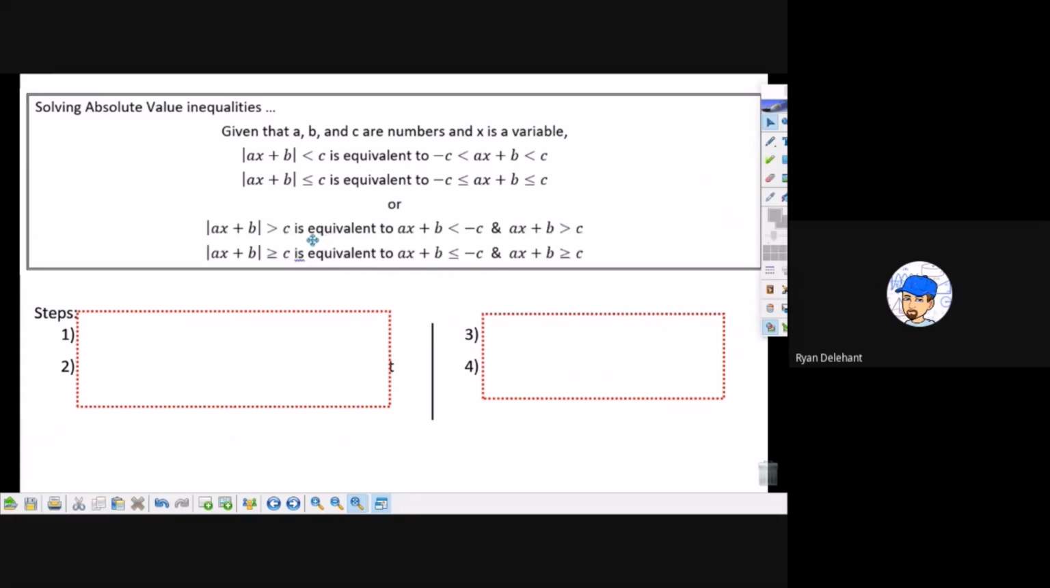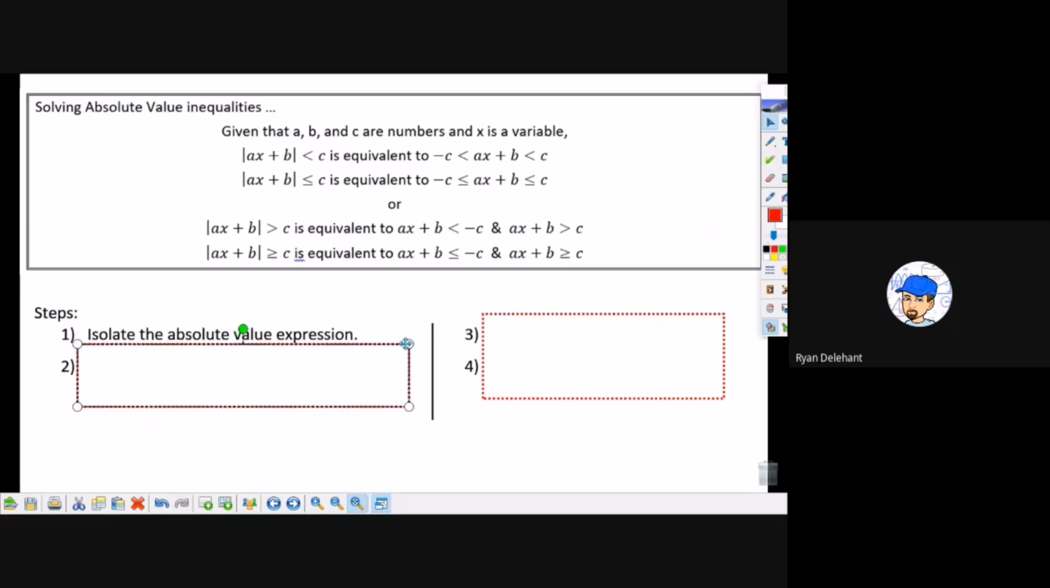If the absolute value is greater than it, we actually end up with 2, but what we're saying is those 2 points that we find, it's everything to the outside of it. It's everything bigger than the right-hand number, or smaller than the left-hand number. So the steps remain pretty similar. Still got to isolate the absolute value. You got to be careful to switch the direction of the inequalities if you ever divide by a negative.